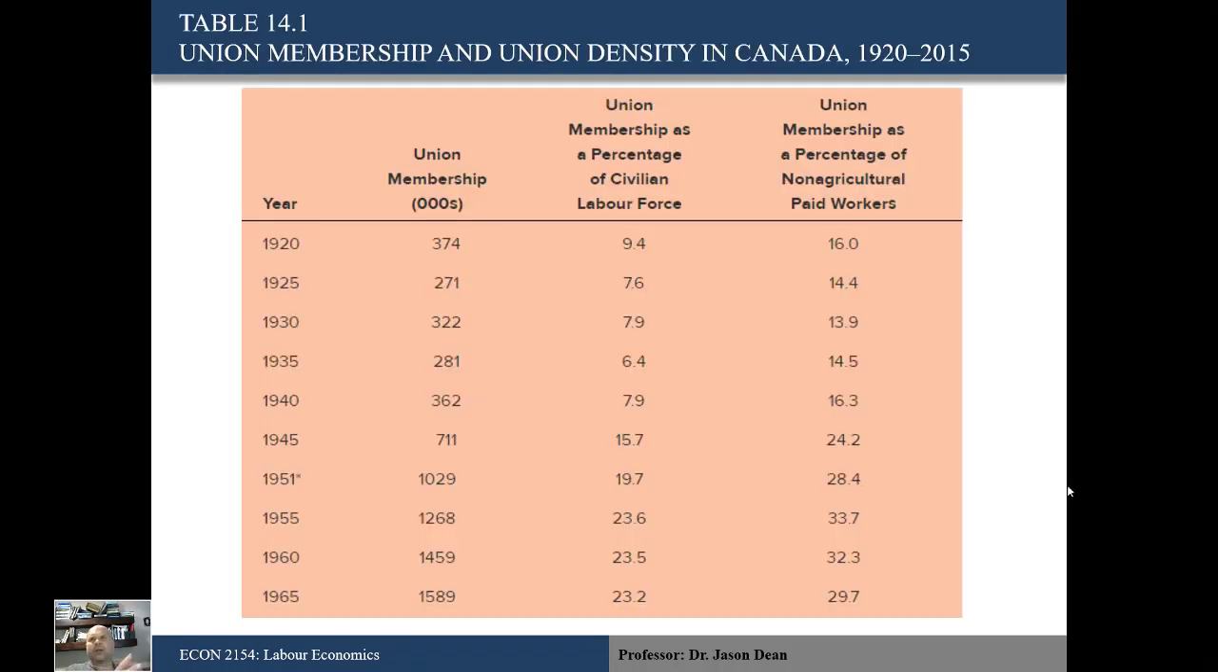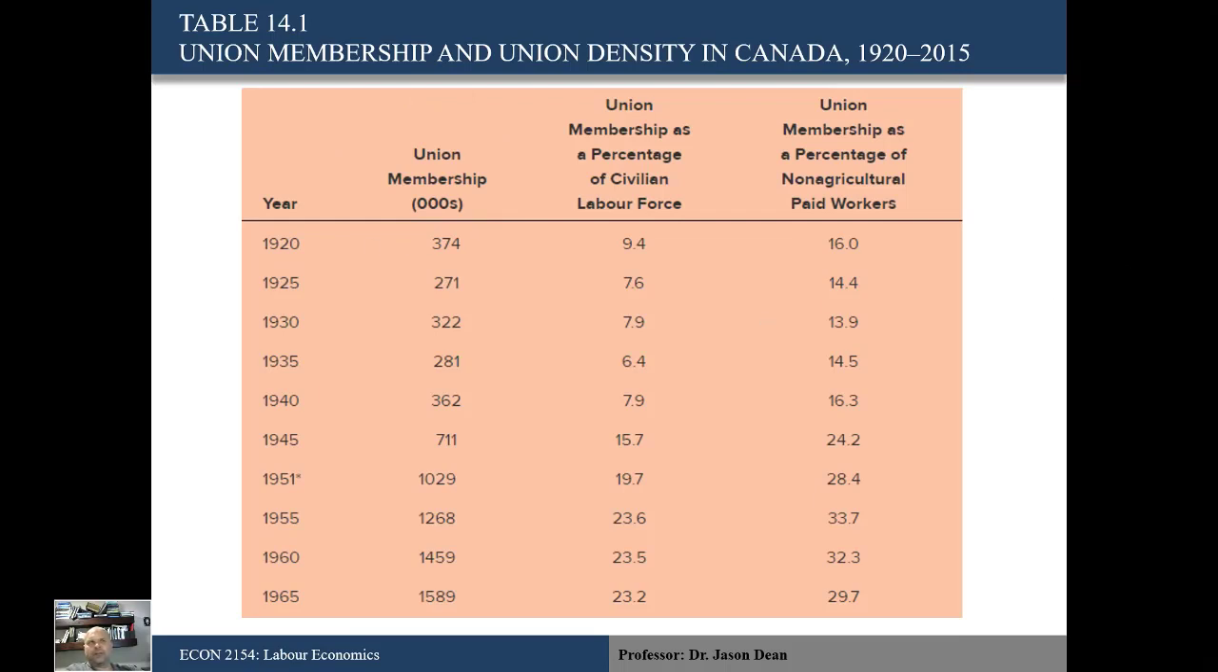So we're going to talk a moment about union membership and union density in Canada. In fact, the beginning part of this lecture will be a discussion of the nature and significance of unions and collective bargaining in Canada. In this table here, we have four columns. We have the year, and we're going to look at 1920 to 2015. The second part of this table is on the next slide. The second column is union membership. So this is the absolute number of union members in Canada, and it's measured in thousands.